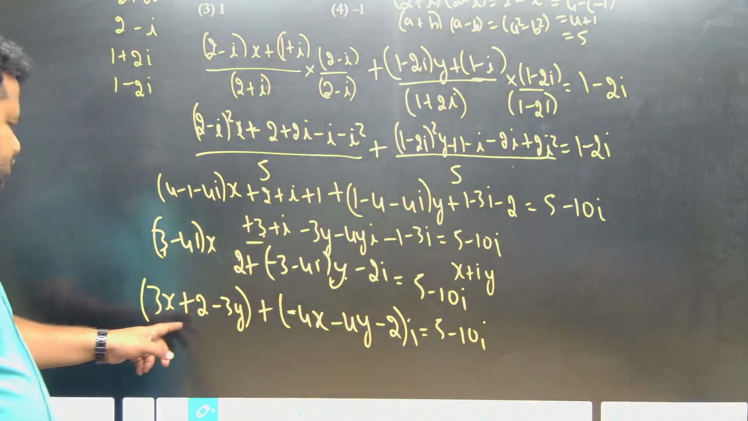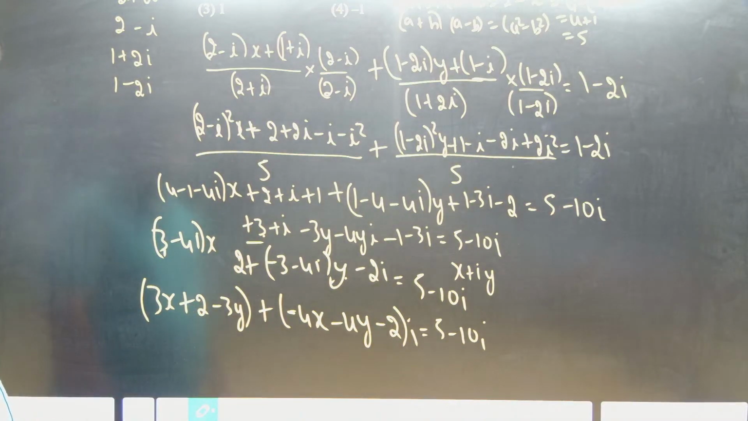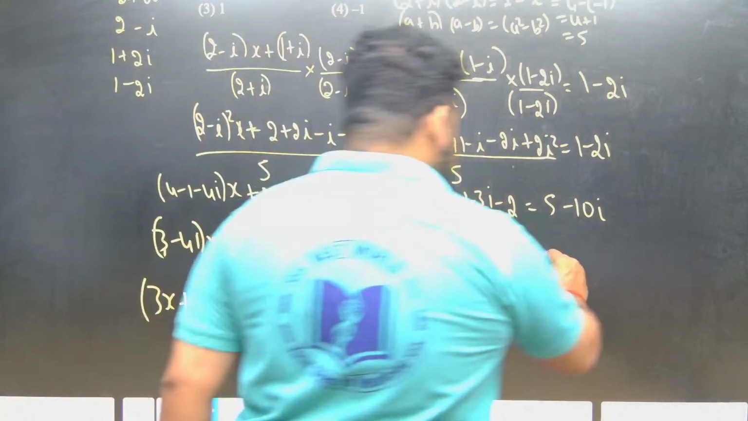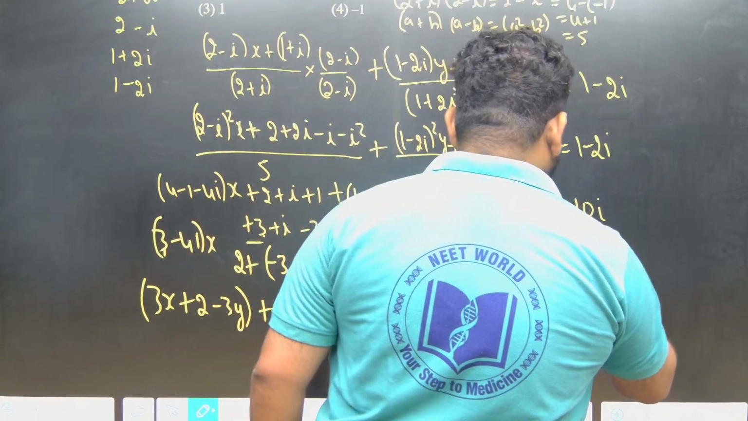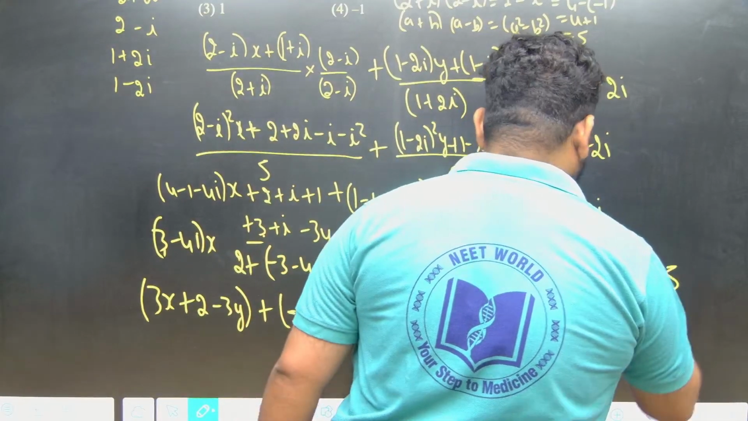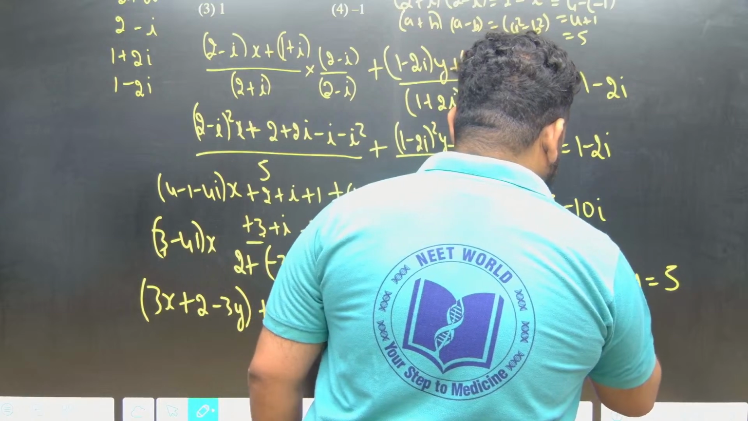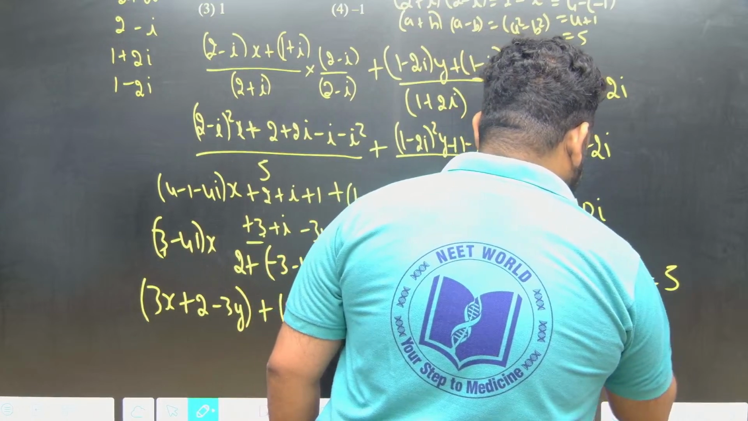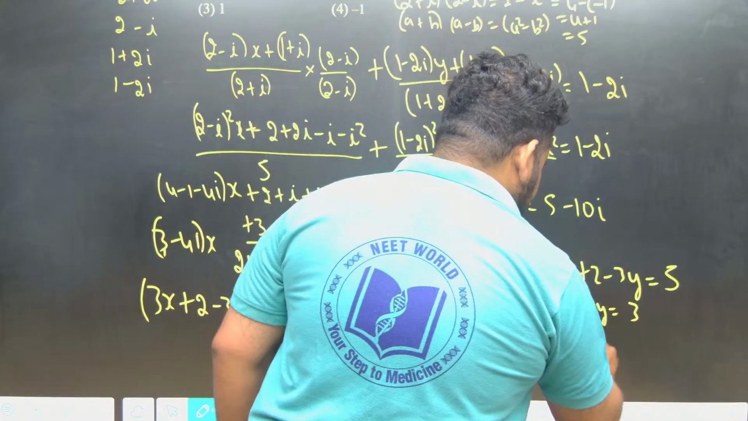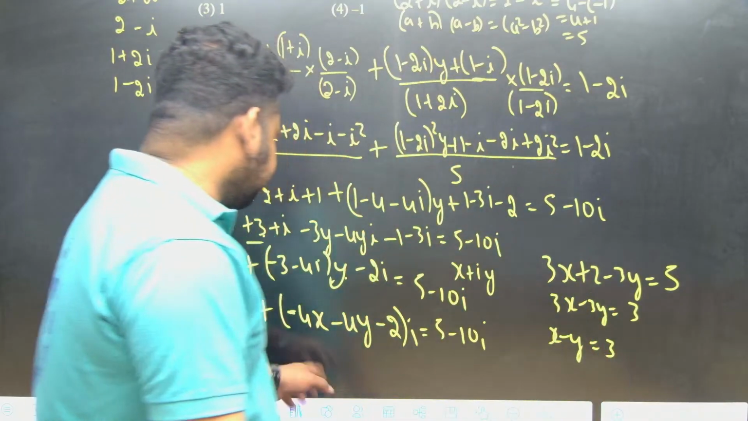Real part: 3x plus 2 minus 3y is equal to what? Real part is 5. So 3x minus 3y is equal to 5 minus 2, that is 3. If I divide everything by 3, I will get x minus y is equal to 1. Now let us equate the imaginary part.